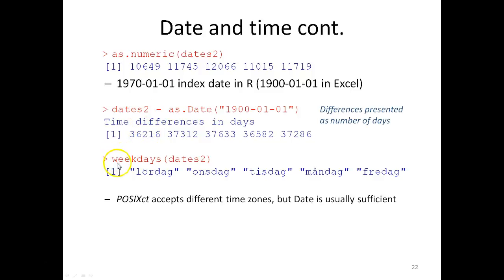And if you use the command weekdays, small w, then you get this, and that might be a bit surprising. As you can see, you get lördag, onsdag, tisdag, måndag, fredag in this case, and that's the names of the weekdays in Swedish. This is nothing that you can change in R itself, but it depends on the settings in your operating system, Windows in my case.